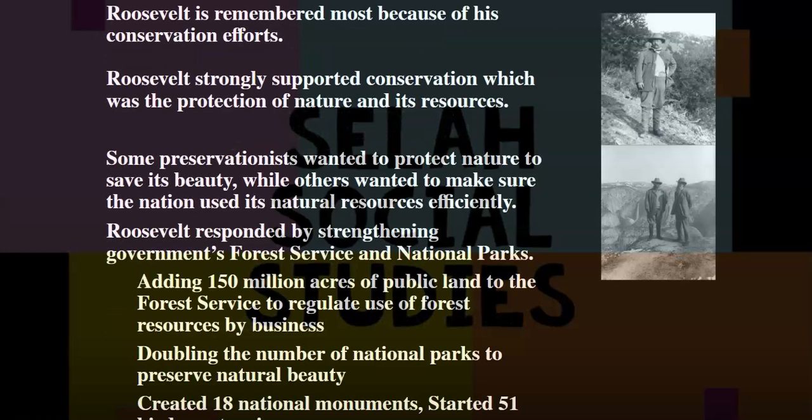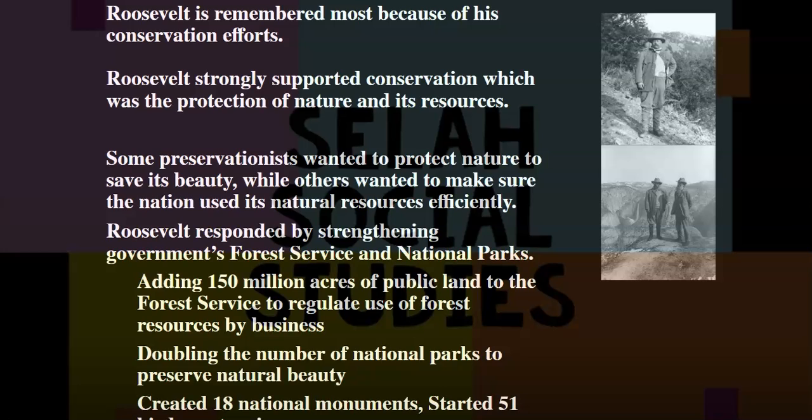Roosevelt is truly remembered for the last C of the square deal, conservation. Historically, Roosevelt is remembered as being an avid outdoorsman, hunter, and fighter, a manly man. He supported the idea of conservation, which is the protection of all nature and its resources, and he considered it a national priority. There are numerous types of conservationists or preservationists.